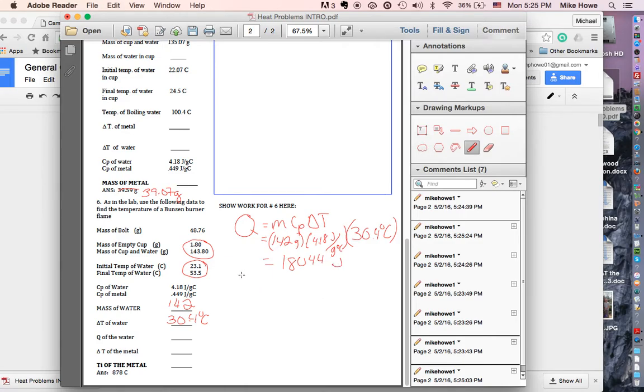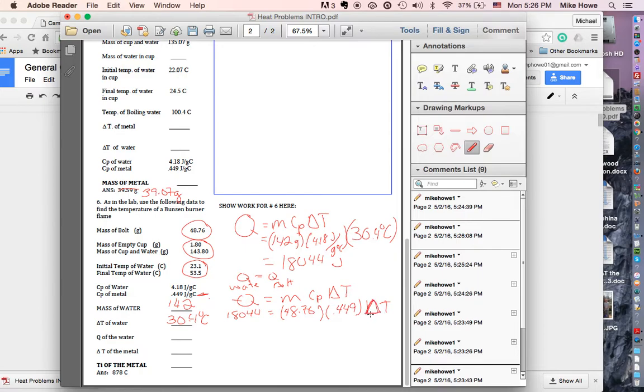The basic premise of this lab is Q equals Q, where Q of the water is equal to Q of the bolt. So now we could say that Q of the bolt is equal to the mass of the bolt times the specific heat capacity of the bolt times the change of temperature of the bolt. We know Q, 18,044 joules. The mass we know is 48.76. I'm going to leave units off for simplicity's sake here. 0.449 is the specific heat capacity of the metal. It's given to us right here. Delta T we don't know.